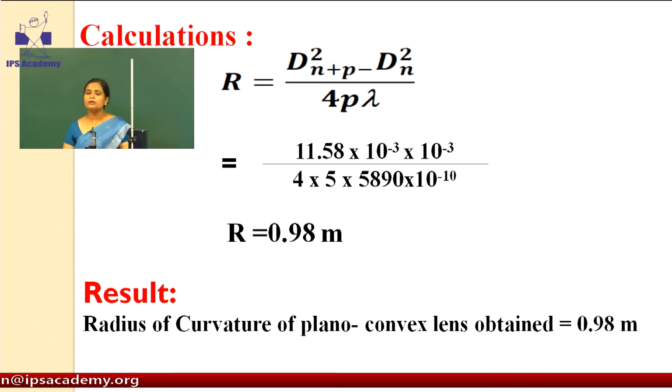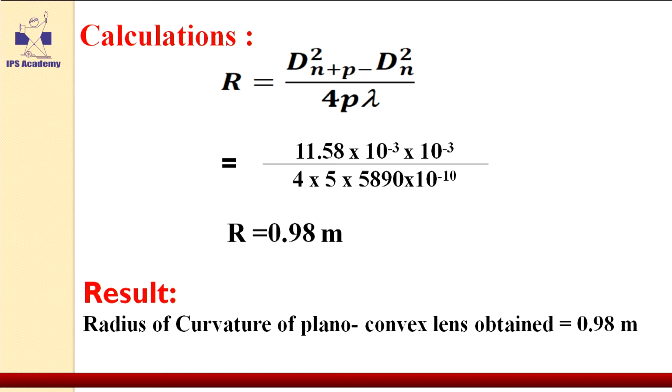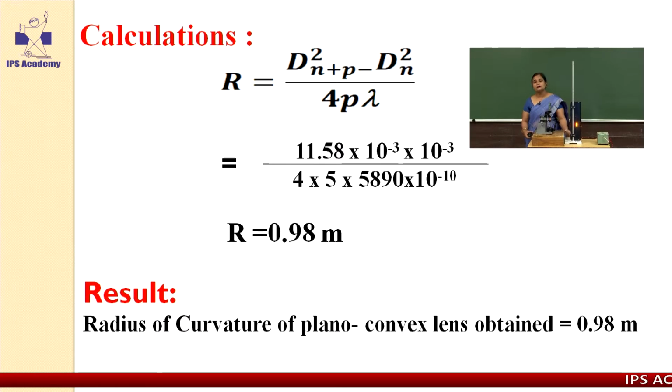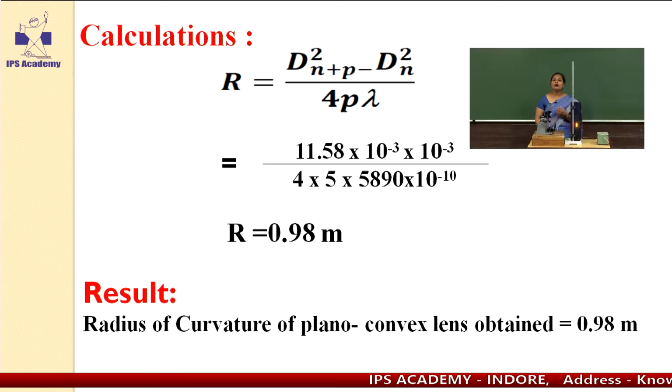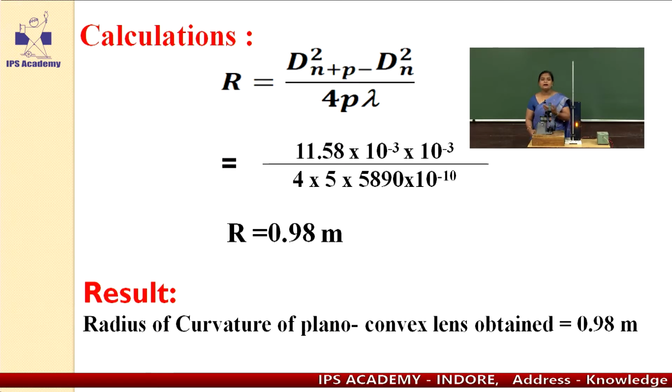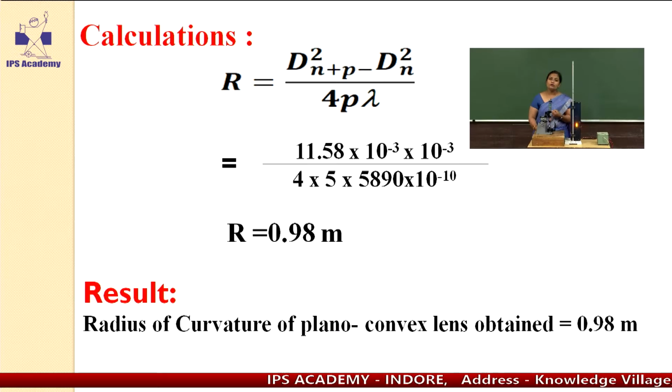We get it from the observation table, and millimeter square: 1 millimeter is 10 raised to power minus 3 meter. Hence we have written 10 raised to power minus 3 into 10 raised to power minus 3 over 4 p lambda. P is 5. We have used P equals 5, so we have written here 5, and lambda is 5890 angstrom. 1 angstrom is 10 raised to power minus 10 meter. Now when we solve this, R will be equal to 0.98 meter. So this is the radius of curvature of the plano-convex lens.